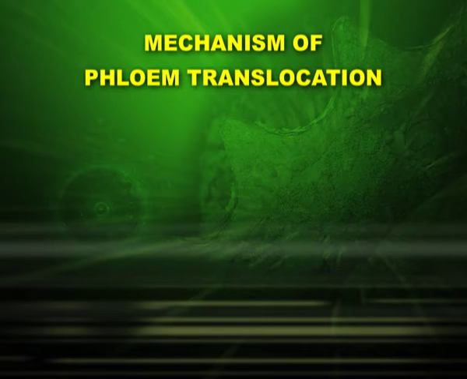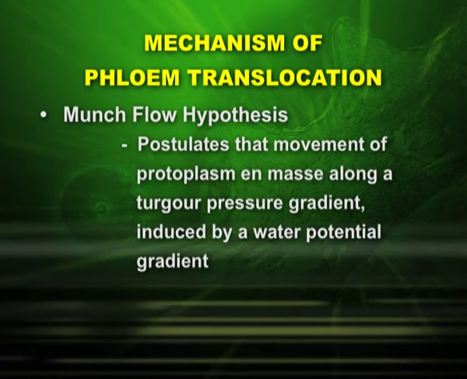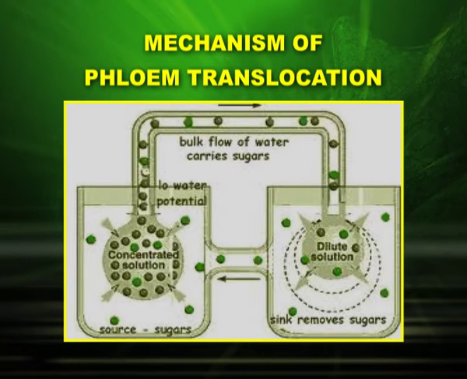It is explained very well by a hypothesis which is called the Munch flow hypothesis, which postulates the movement of protoplasm en masse along a turgor pressure gradient induced by a water potential gradient. This particular hypothesis can be explained by a model which is as follows. This model is called the mass flow model. If you look into the picture, the model consists of two reservoirs A and B, one containing the concentrated solution, the other containing the dilute solution, which contain sugars.